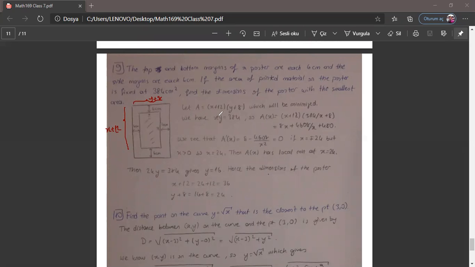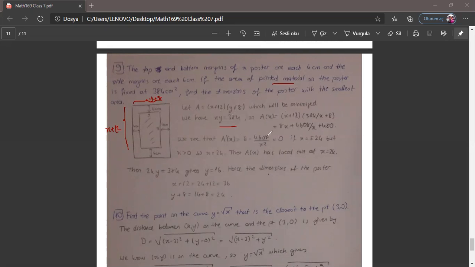So again we have a function in terms of two variables. We want to write one of them in terms of the other variable, so we use this information. The printed material is fixed by this, so we have this equality. So from this part, we will write, instead of y, 384 over x, as in here. So we have this function, and we take its derivative and find the roots.